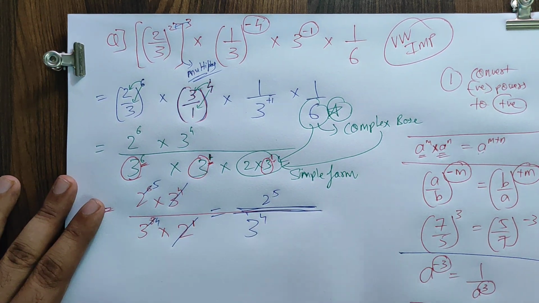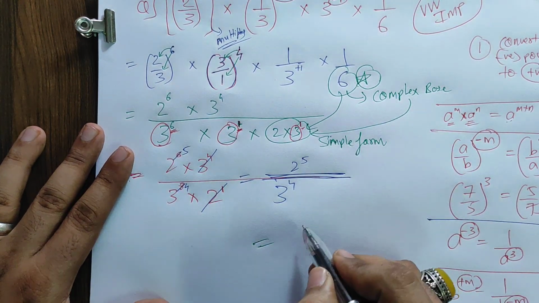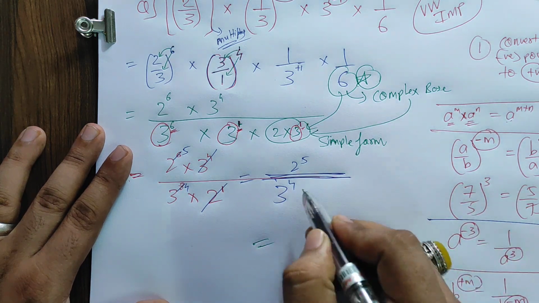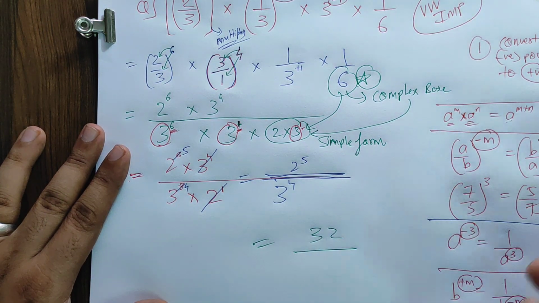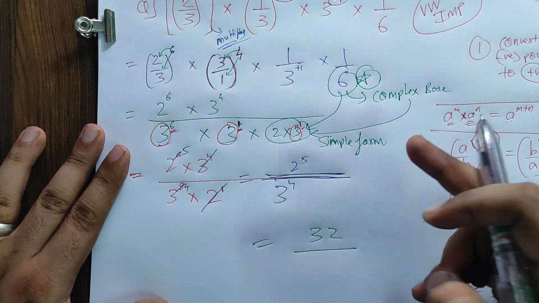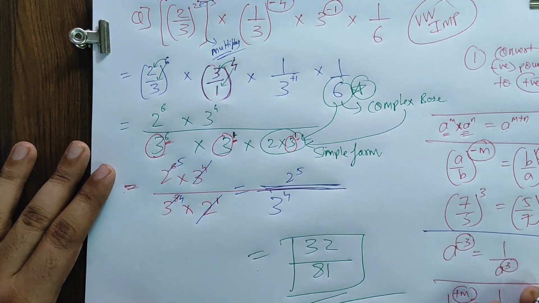That's it, everybody. Now 2 raised to 5 means 2 into 2 into 2 into 2 into 2, which comes to 32. 3 raised to 4 means 4 times 3 gets multiplied: 3 threes are 9, 9 threes are 27, 27 threes are 81. So basically it is 32 upon 81, all of you.